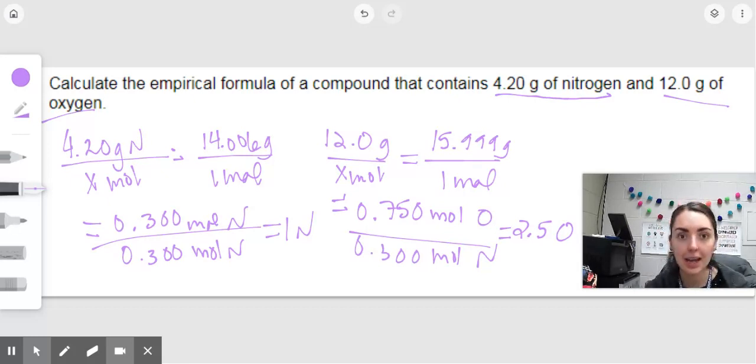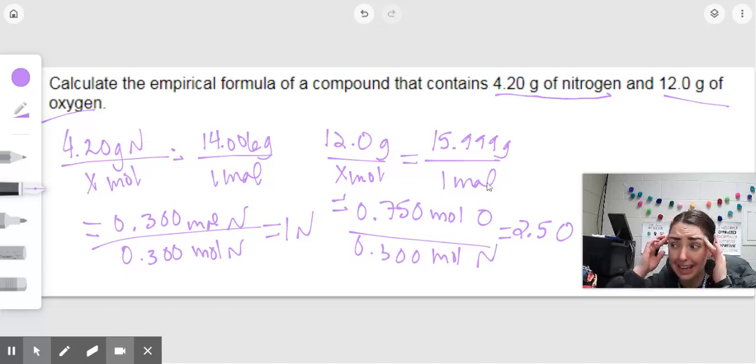Sometimes you do get like 0.98, round that. That's really close to a whole number. Sometimes you get 0.015, great, round that down. Those are really close to the whole number. But 2.5, that's not close to the whole number. That's a very solid fraction. So we need to clear the fraction.